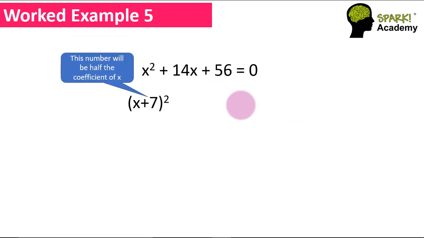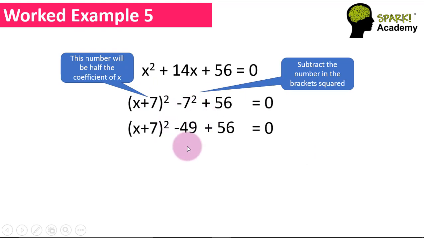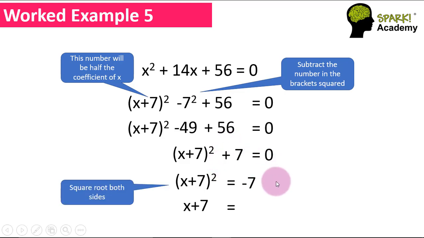Okay, next one. So we get x plus 7 squared. Then we're going to minus 7 squared plus 56. So that gives us minus 49. That simplifies to plus 7 equals 0. So then we move the 7 over by minusing 7 this time. We square root both sides.